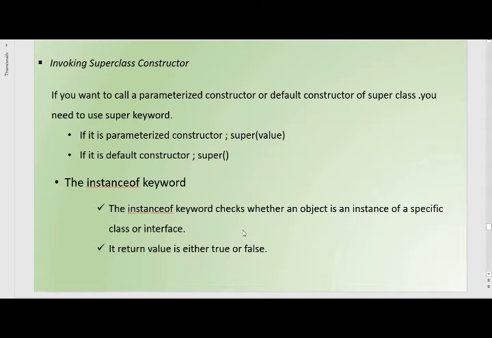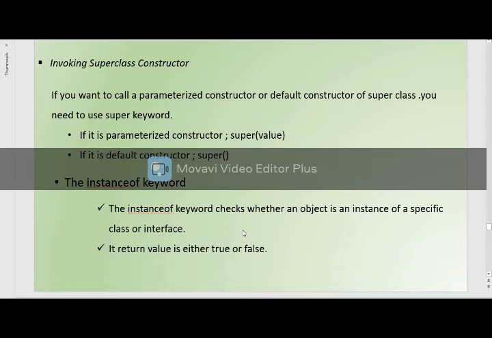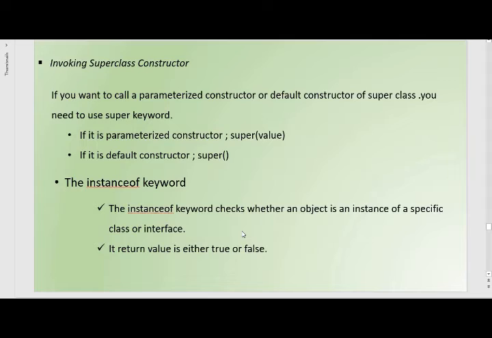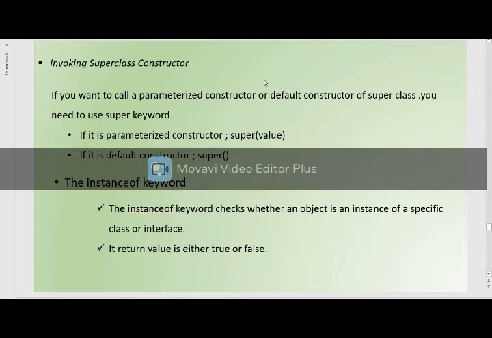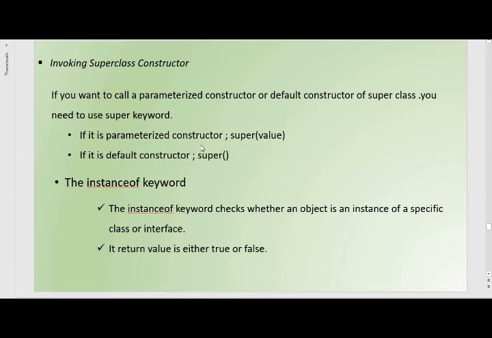And invoking the superclass constructor. If you want to call the parameterized constructor or default constructor of the superclass, you need to use the super keyword. You know what parameterized and default constructors are. Parameterized constructors have parameters inside the parentheses, but default constructors have no parameters. If it is a parameterized constructor, inside the parentheses of super are the parameter values of the constructor. And if it is a default constructor, it is super with empty parentheses, with no parameters.